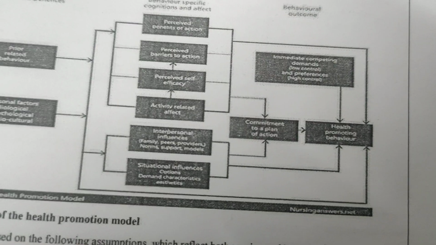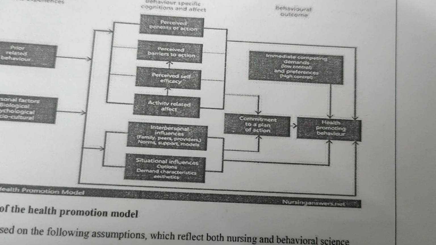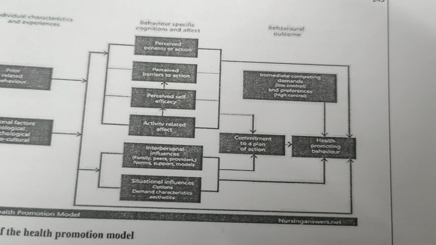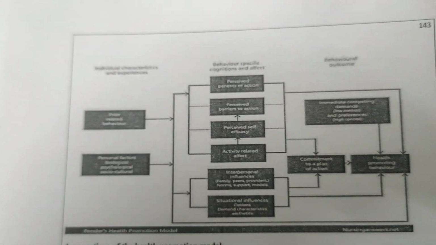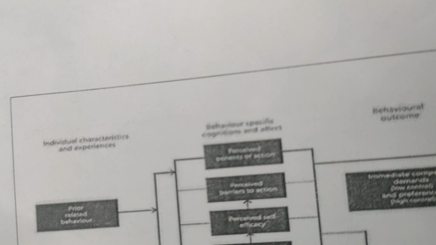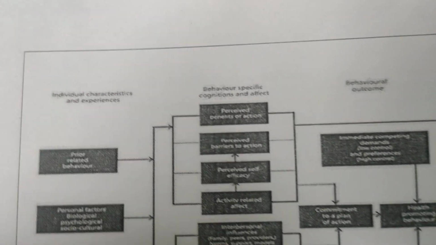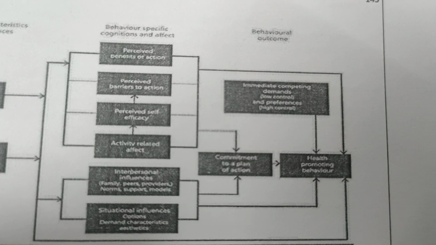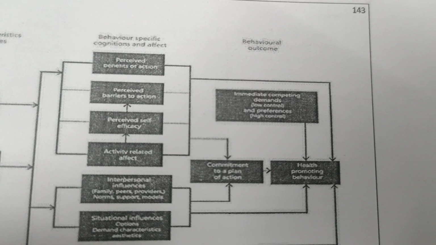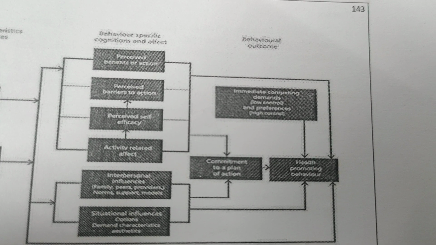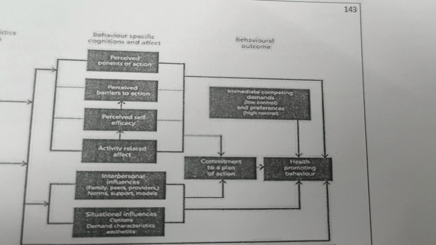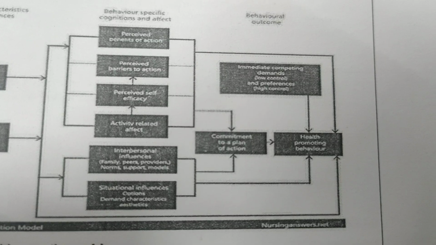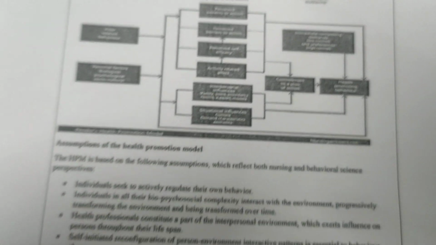Interpersonal influence: family, peers, providers, norms, support model, then situational influences. Next, immediate competing demands (low control) and preferences (high control), then commitment to a plan of action, then health promoting behavior.